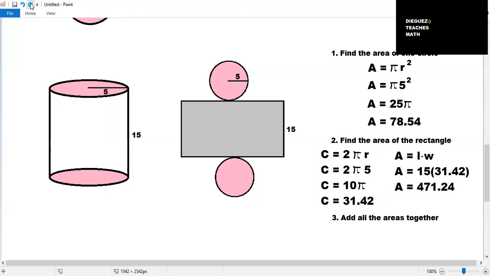My next step is to add all of the areas together. So I'm going to add the area of the circle, the rectangle, and the other circle. So 471.24, which is the area of the rectangle, plus 78.54, which is the area of the circle, plus 78.54, which is the area of the other circle. These two are the same, right? I add all of those together and it gives me 628.32 units squared.